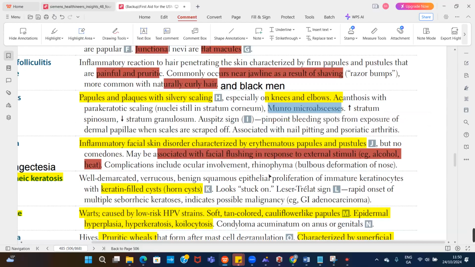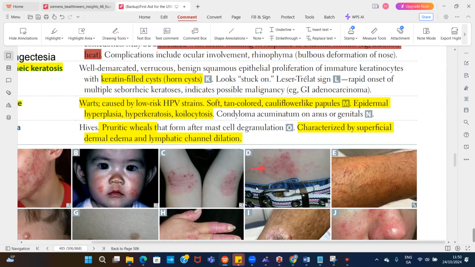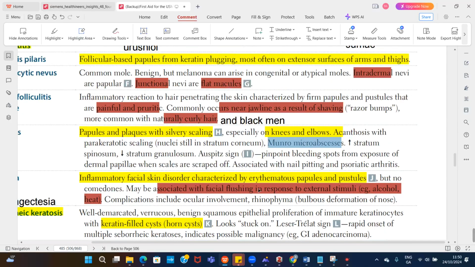Now, let me go back so that I don't miss anything. There's another thing you call the micro abscess of Munro. So the Munro micro abscess means that you have migration of neutrophils from wherever part of the skin to the stratum corneum. So by the time you do your histological analysis, you are going to be seeing tiny, tiny neutrophils at the stratum corneum. That is classic for psoriasis, and you call that the Munro micro abscess.